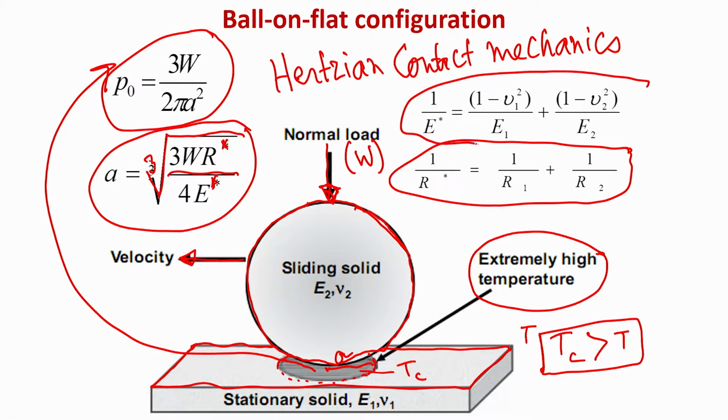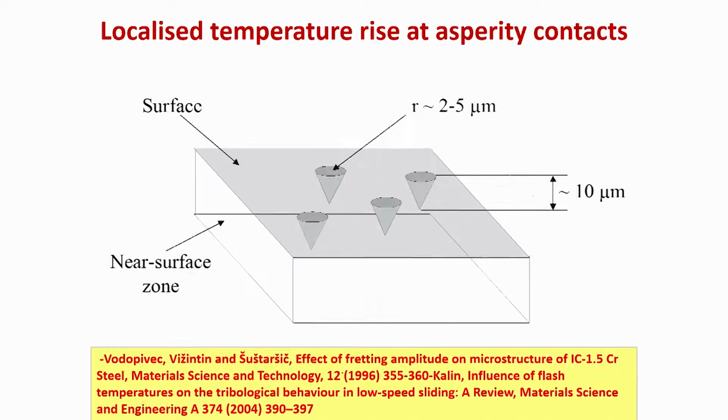E star is the effective modulus, which can be expressed as 1 by E star is equal to this. Okay. So now what I am trying to emphasize once more is that this contact region would not only experience high contact stresses, but also extremely high temperature. Now, let us look at this contact region a little bit more closely.